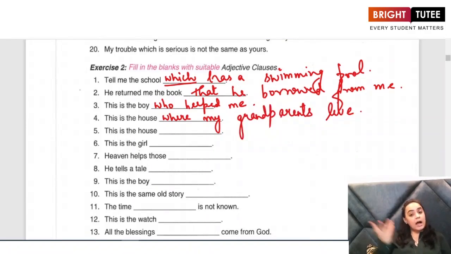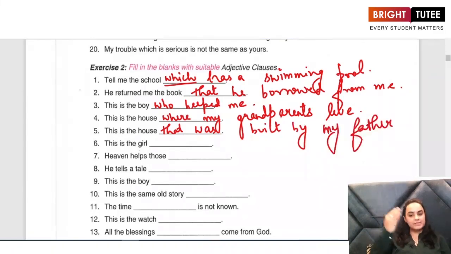This is the house. What is the other way I can complete it? That was built by my father. So you see, there are many ways in which you can complete your sentences using either a relative pronoun, a relative adjective, or a relative adverb.